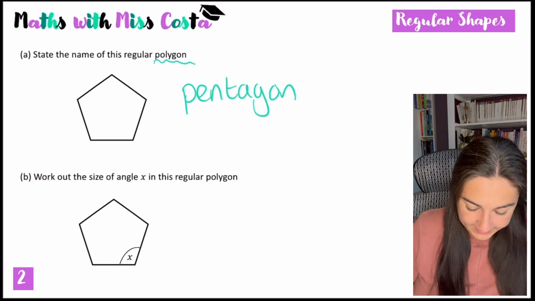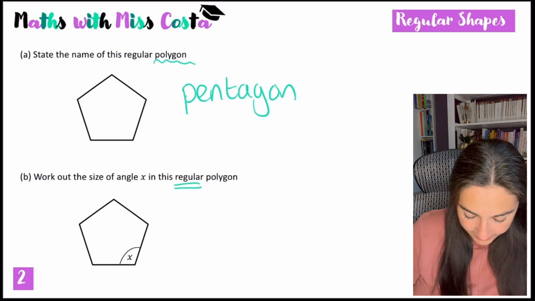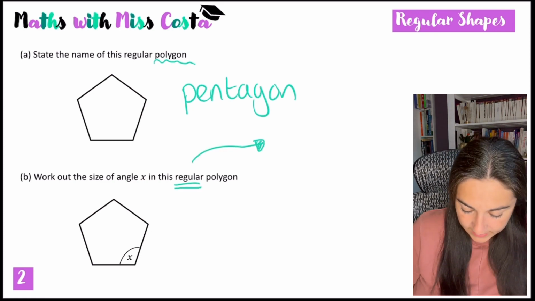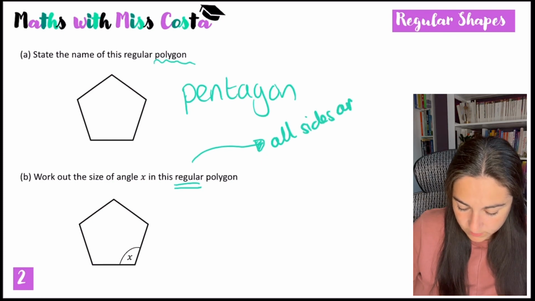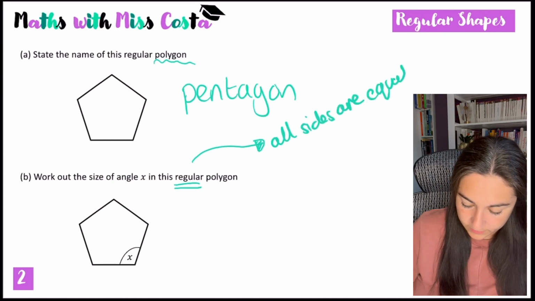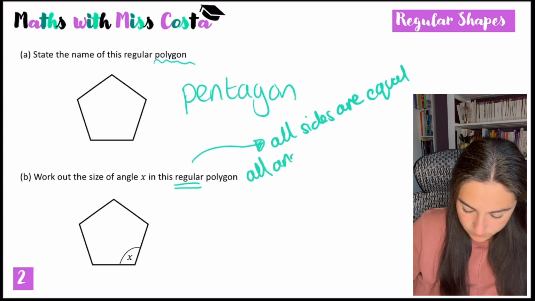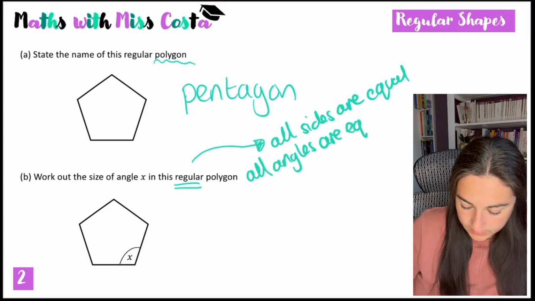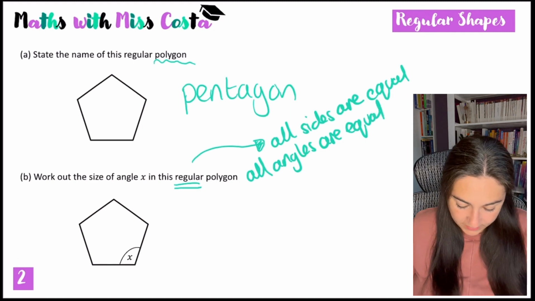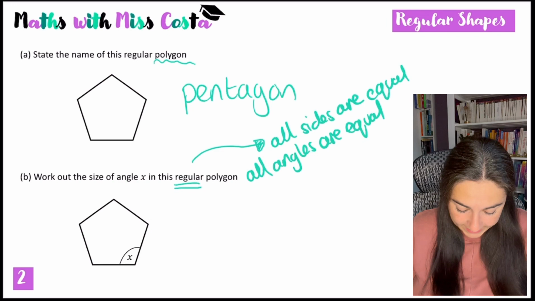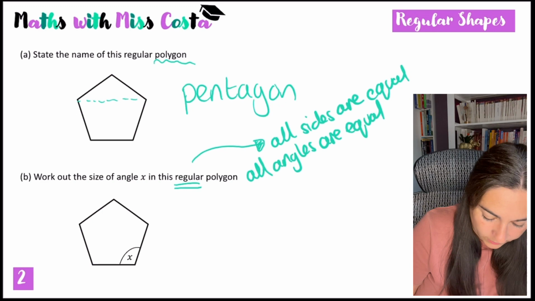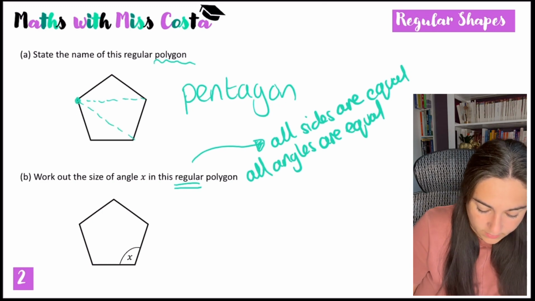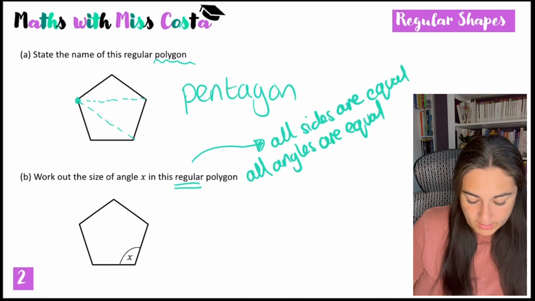Work out the size of angle X in this regular pentagon. Now, the fact that it is regular, so any regular shape, the key thing you need to know is that regular shapes have equal sides. All sides are equal, and all angles are equal. So in this regular shape, we want to figure out what the angles add up to. Now, with polygons, all you do is you think to yourself, okay, well, how many triangles could I fit into this polygon? Start from one vertex and go to every other one. You could fit 3 in them.